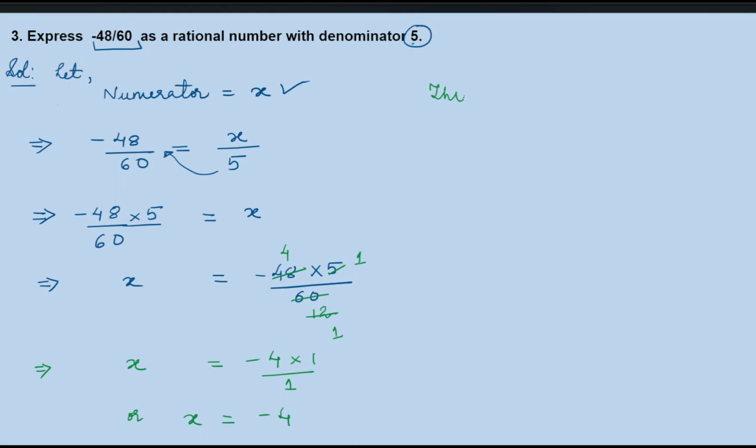Now let us frame the new rational number. So thus the new rational number, or the rational number that we wanted with denominator 5, will be what? Denominator is 5. Okay, this 5. And what is the value of x? It is minus 4. Okay, I hope everything was clear.